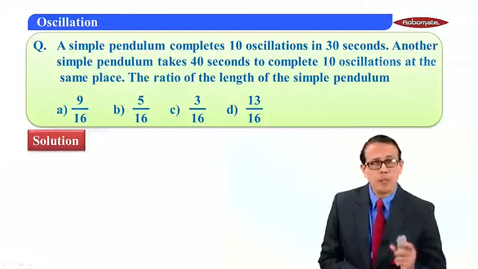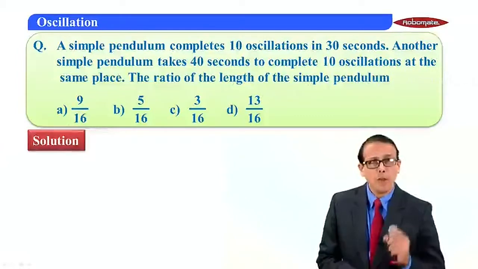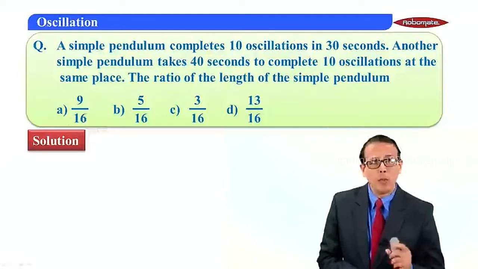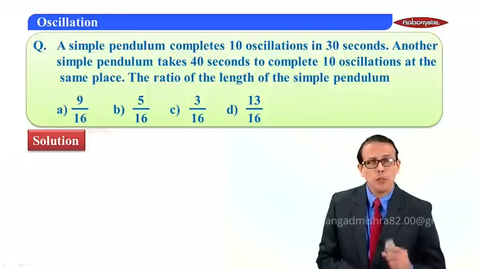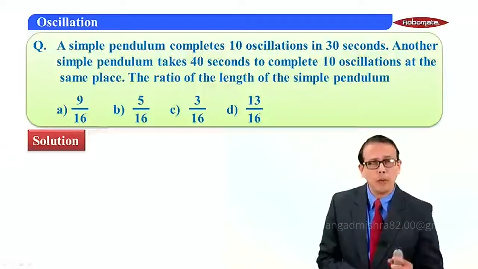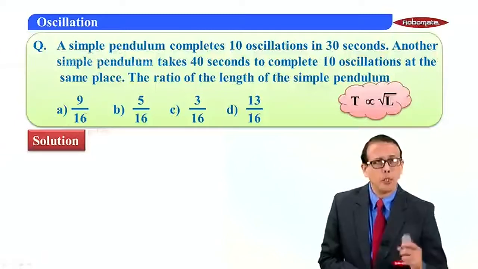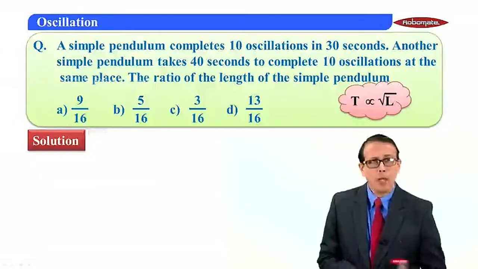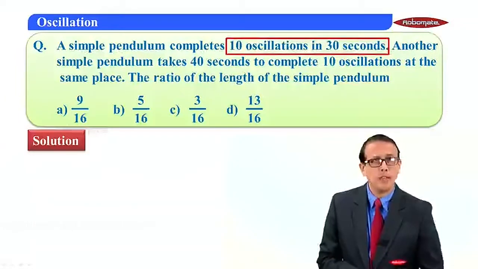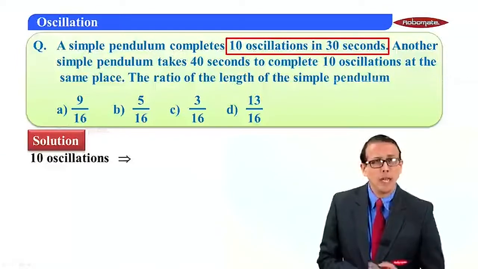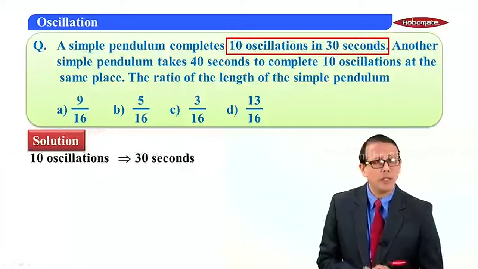g is same, that means g is constant here. I have to find L1 upon L2, ratio of the length. So if g is constant and if I want to find L, the only formula that strikes our head is T proportional to root L. Now the only challenge is how do you find time period in this question. For this the hint is in the first line which says 10 oscillations require 30 seconds. So let's write down 10 oscillations require 30 seconds.